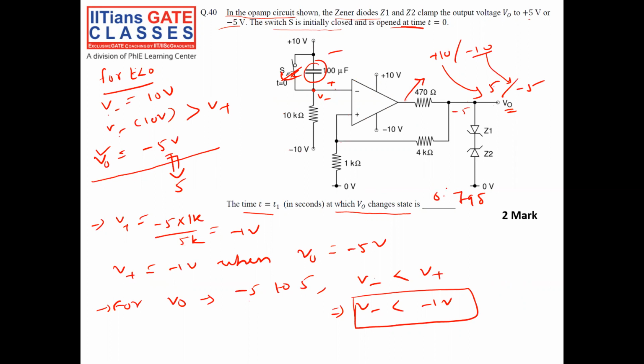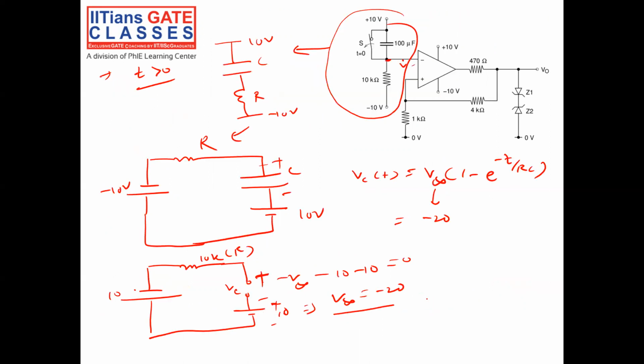0.798. So let me brief you what we have done. The aim is to find the time at which V negative will be less than minus 1 volt. Okay, that is the main aim. For doing that, we have drawn the equivalent circuit here. This is nothing but simply charging up my capacitor. VCT is equal to V infinity into 1 minus e to power of minus T by RC. This is the charging of my capacitor.